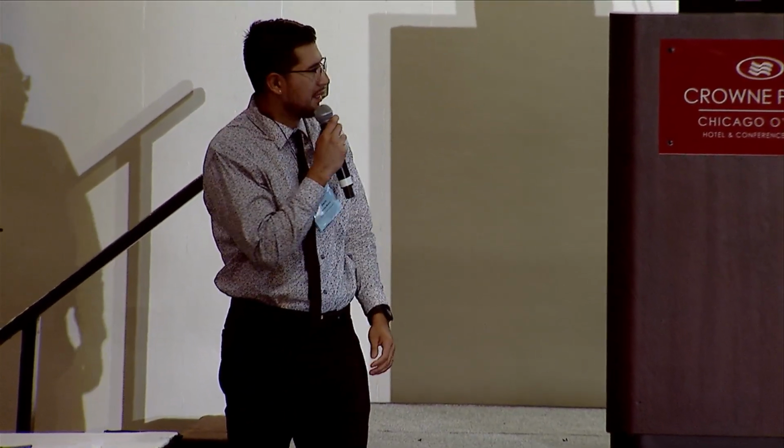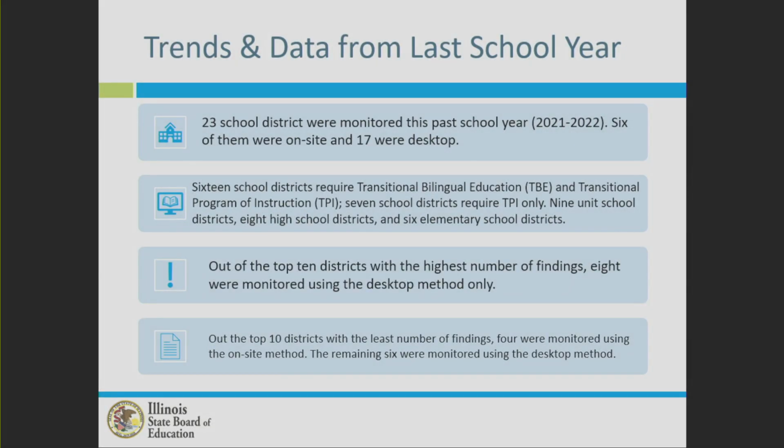Out of the top 10 districts with the highest number of findings, 8 were monitored using the desktop method only. And out of the top 10 districts with the least number of findings, 4 were monitored using the on-site method. The remaining 6 were monitored using the desktop method. So this led us to know that our desktop method is effective. Even if we're not going on-site, we're still able to evaluate a district's program.